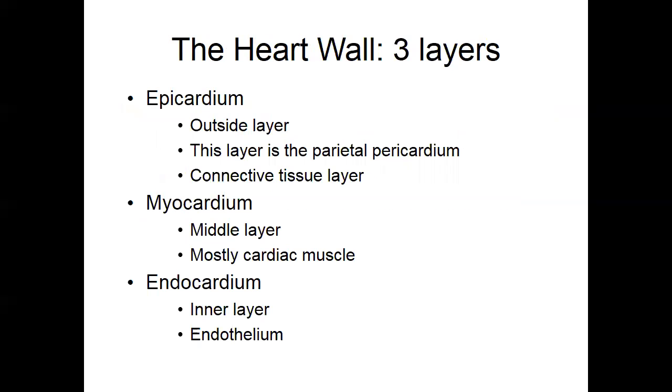So the heart wall has three separate layers. The epicardium, the outermost layer. The myocardium is the thick muscular layer. That's what's doing all the work. And the endocardium is the endothelial layer. Generally, the endocardium is less than two cells thick. It's usually about one cell thick on the endothelial tissue.